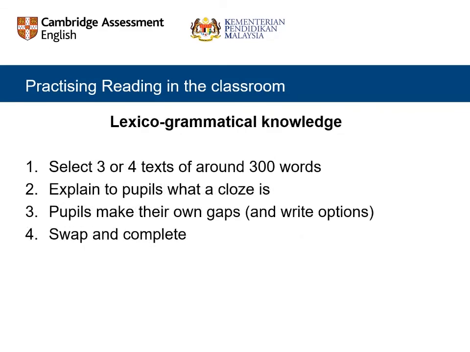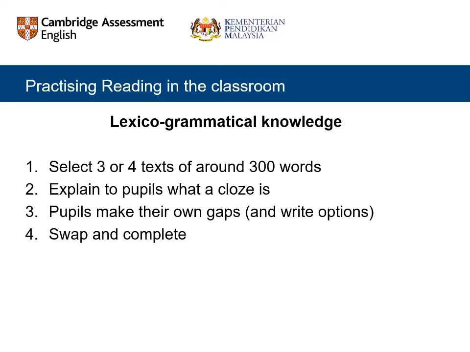Part 2 of the SPM exam uses a cloze text to test candidates' knowledge of vocabulary and grammar. You can help candidates prepare for this by making your own cloze texts in class. First, you should find 3 or 4 texts of around 300 words each, at about the right level for your pupils. Then put pupils in pairs or groups of 3 and give them 1 text each.